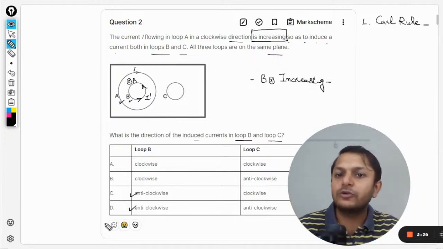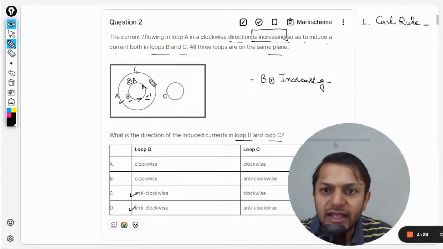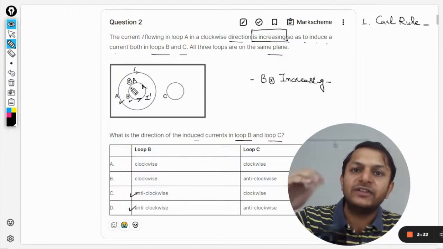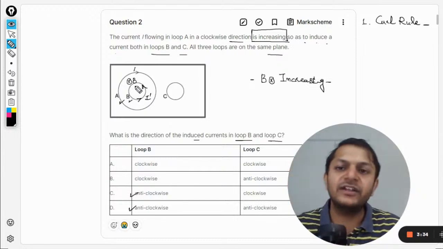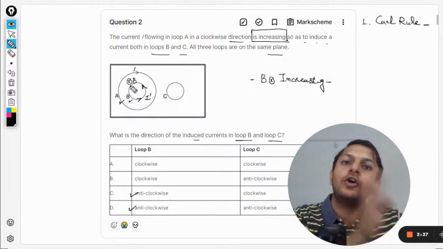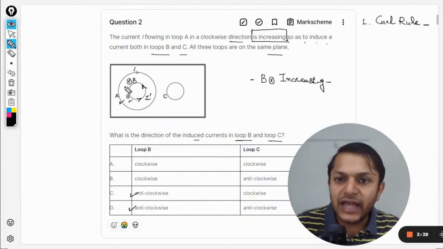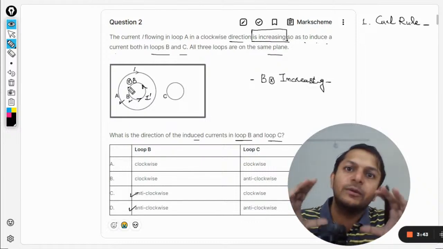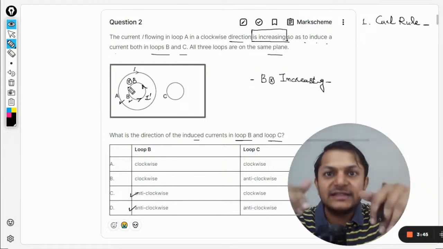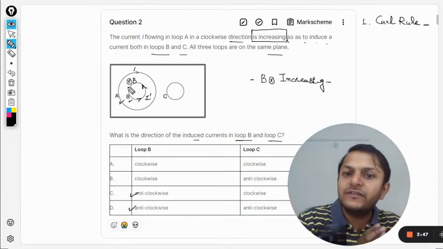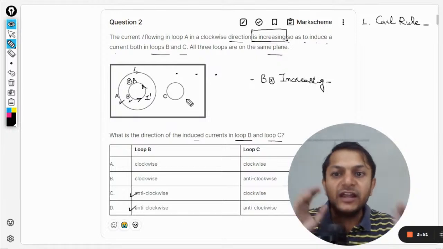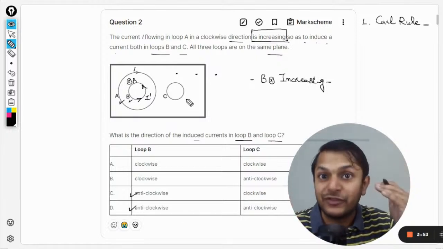Now let us talk about the loop C. So the magnetic field created by loop A, which is actually the initial source magnetic field due to which all of these things are taking place, is into the page, but it is into the page only for the points which are inside the loop. But for a point which is outside the loop, let us say this point or this point or this point, there will be a magnetic field which is out of the plane.